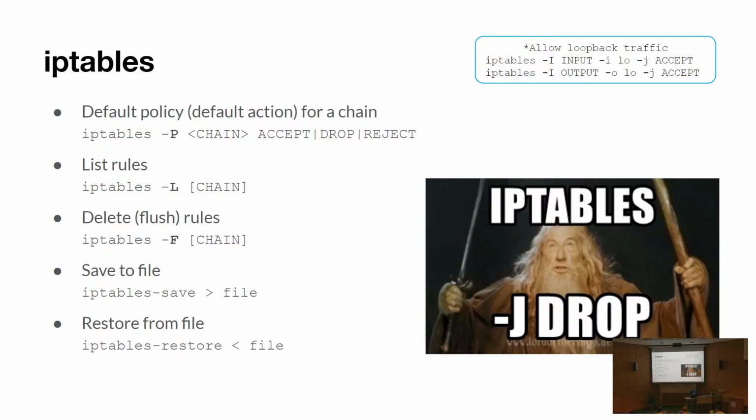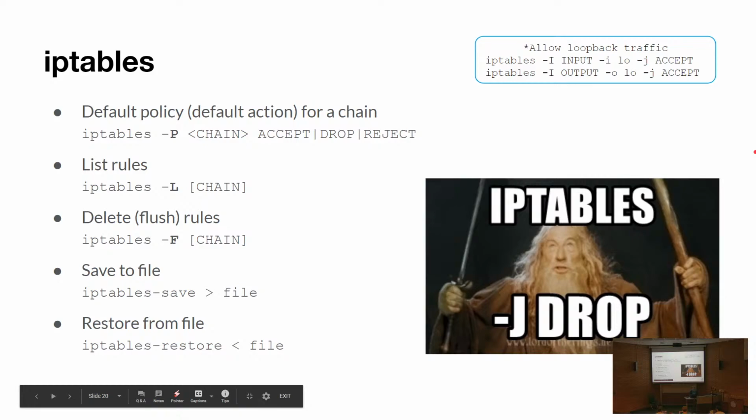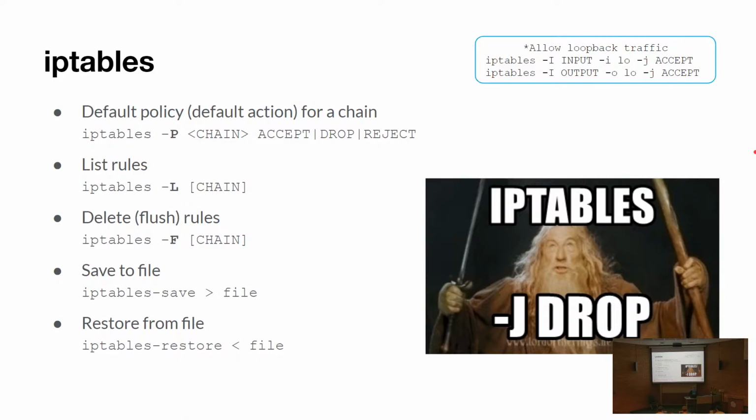And then there are a few other main arguments. You can set the default policy for a chain to accept, drop, or reject. You can list all the rules in a chain, flush the rules, so just delete all of them. And then you can save the output to a file or restore from a file. Whenever you restart your computer, iptables is going to delete all the rules you have, as a little bit of a safety thing in case you mess something up, but also that's just how it works. So you have to manually tell it what file to restore from.